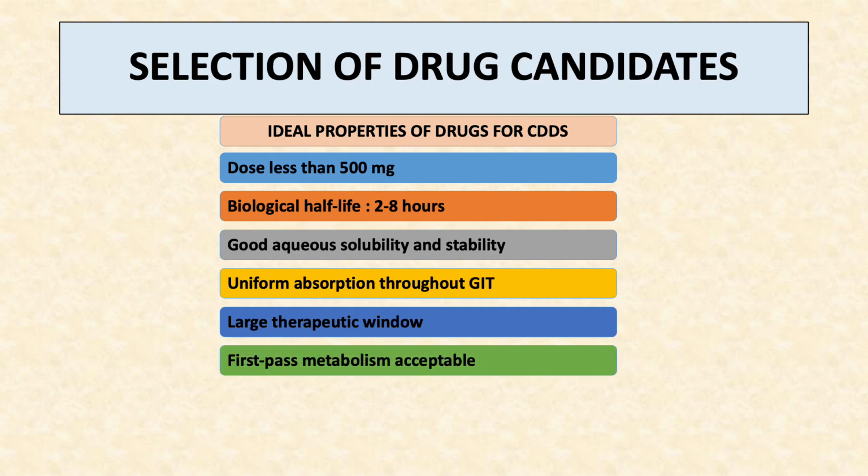Next, first pass metabolism acceptable. Some drugs undergo first pass hepatic metabolism before entering systemic circulation. Controlled systems should maintain plasma levels despite metabolic loss.